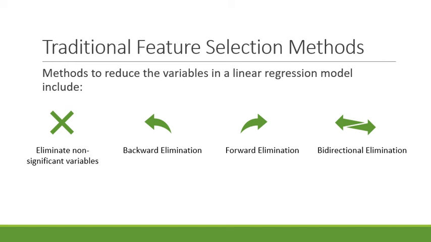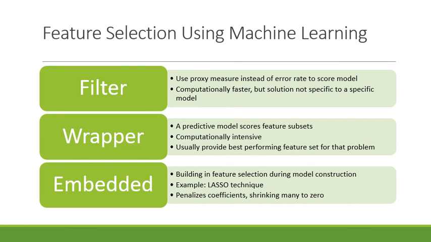So with a small model, we can do this manually, but as the number of variables in our data set increases and our model becomes more complex, we use machine learning to perform these computations for us. And that's where you might hear these terms of filter, wrapper, or embedded feature selection. We don't need to get into a lot of detail here, we can save that for another class, but basically it goes through one of these techniques, one of which might be filter, which is computationally faster, but the solution is not specific to your exact problem.